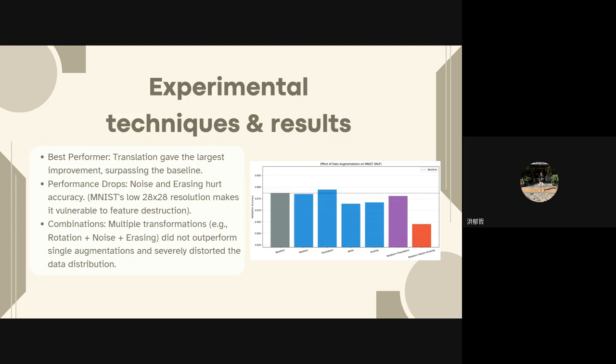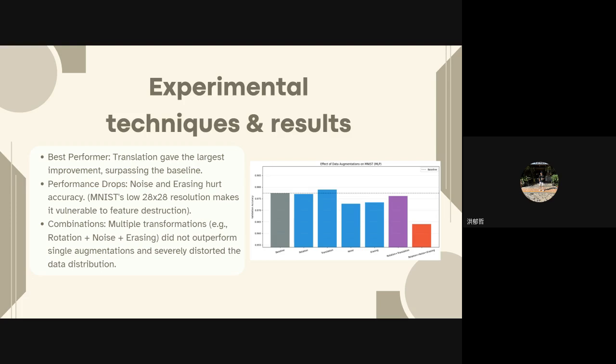It's the only method that surpasses the baseline, showing that slight positional shifts help the model adapt to the real world of off-center handwriting. Second, noise and erasing actually decreased performance, since MNIST images are only 28 by 28 pixels, and adding noise or removing patches easily destroys the essential features of the digits.